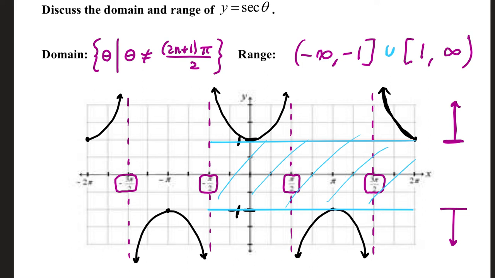The range is the same for secant as it was for cosecant. The graph never sees light of day, never has a function value between -1 and +1. However, it does exist from -infinity to -1, all these little hills. That's this first interval. Any value 1 or larger can be found on the series of valleys, and that's this interval. So your range is -infinity to -1 or 1 to infinity.